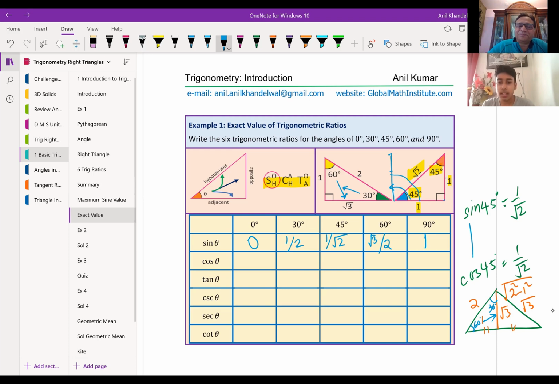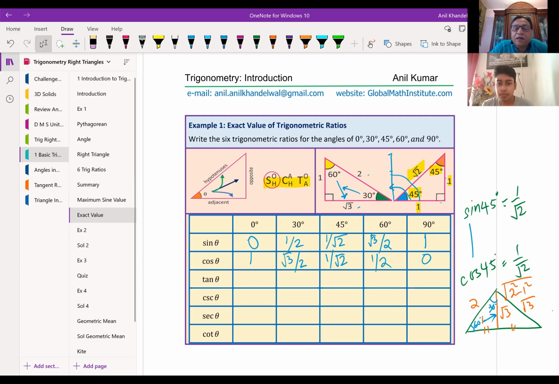Clear? Now, as far as cos theta is concerned, for 0, the adjacent side and the hypotenuse are one and the same thing, and therefore cos theta has to be 1. What is the cos of 30 degrees? Adjacent side over hypotenuse, so it is square root of 3 over 2. For 45 degrees it is same as sine, which is 1 over square root 2. For 60 degrees, adjacent is 1, so now it is half. And for 90 degrees, it is 0 because now the adjacent side has been reduced to 0, correct? You get an idea.